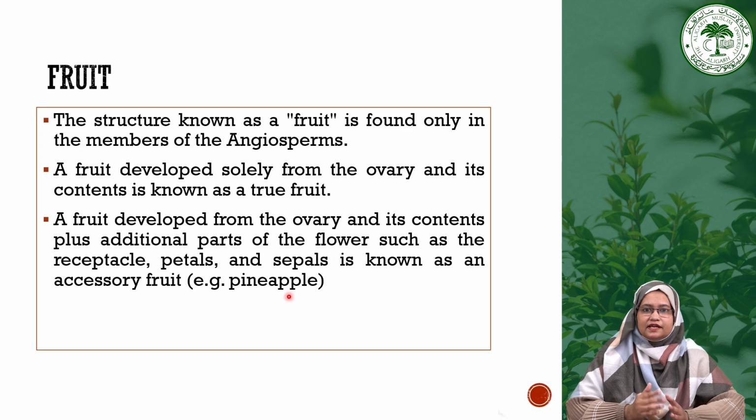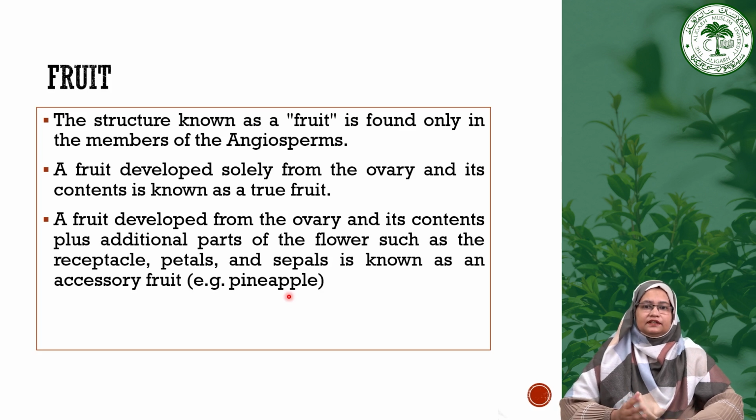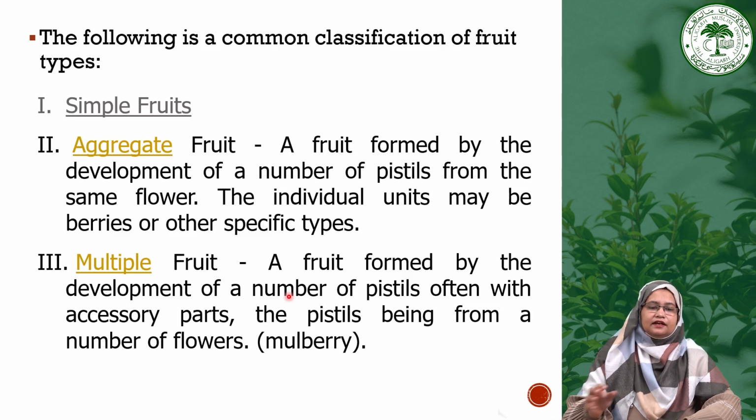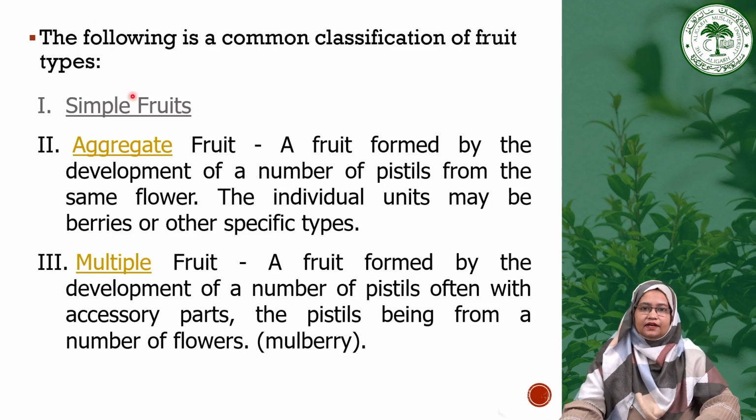So a true fruit is that fruit which develops from the ovary. The whole ovary that is converted to the fruit is called a true fruit, and the fruit developed from any accessory part is called a false fruit, as in the case of pineapple or apple. If we categorize the fruits into three categories, they are simple fruits, aggregate fruits and multiple fruits. Simple fruits develop from a single ovary, while aggregate fruits are formed from a number of pistils from the same flower.